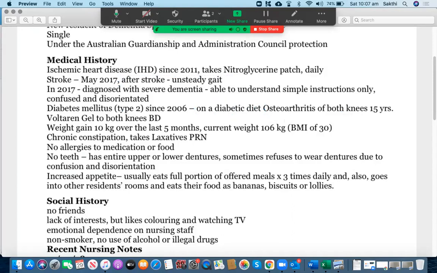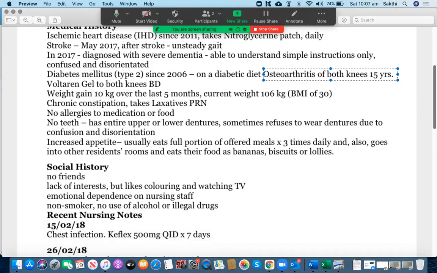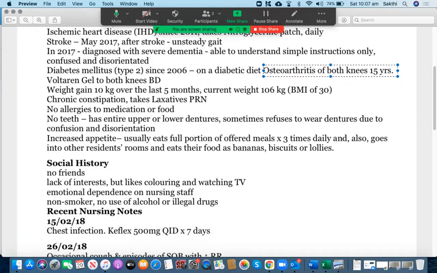Okay. Osteoarthritis is not needed. I don't think so. It's only in relation to the knee, so it's not needed. So you didn't mention this, right? Did you? No, sir, I did not mention. Good. So this is not mentioned as well. This is not mentioned, I believe. So it's not needed.